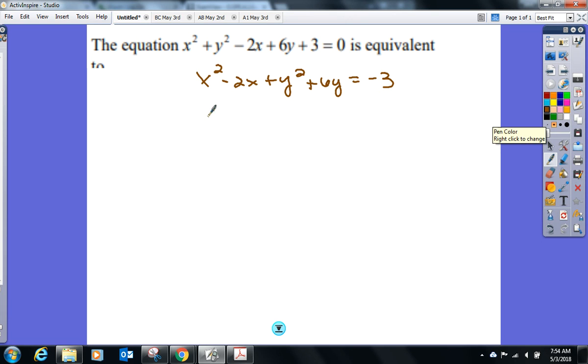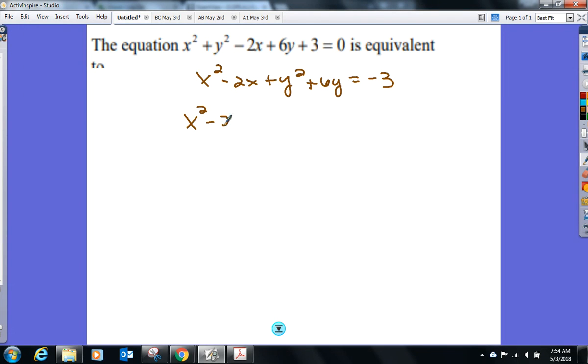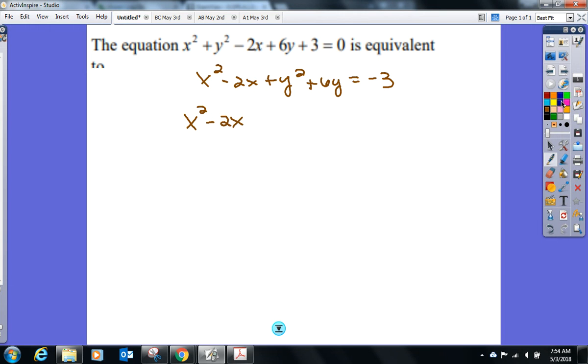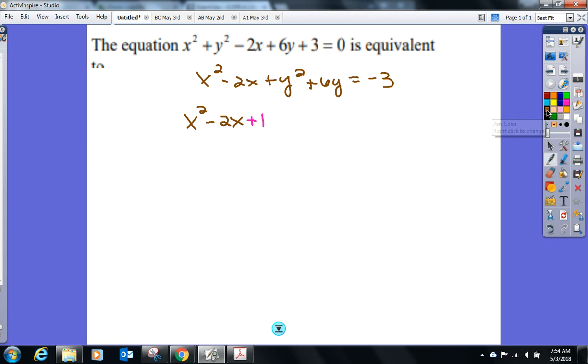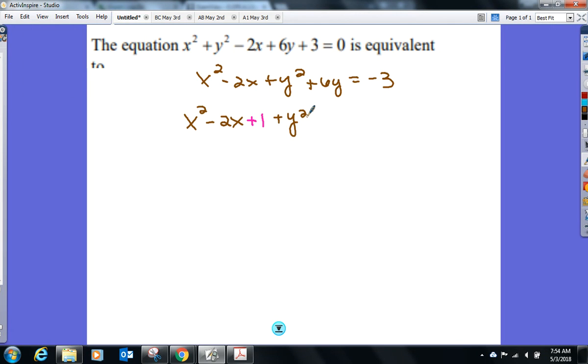When I do it for the x's, I've got to find the new c value. X squared minus 2x. What's the process of finding the new c value? What's half your b value? Negative 1, square it, 1. So I'm going to add 1. And then I'm going to do the same thing for the y's. Y squared, half your b value, 3, square it, 9. So I'll add 9 to that side.